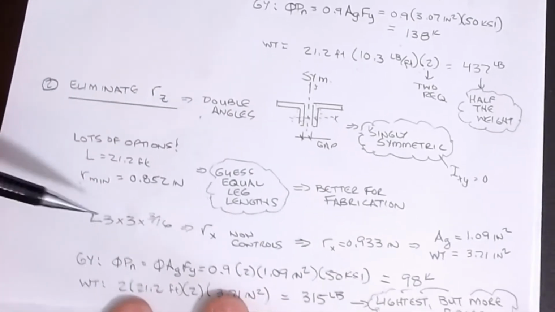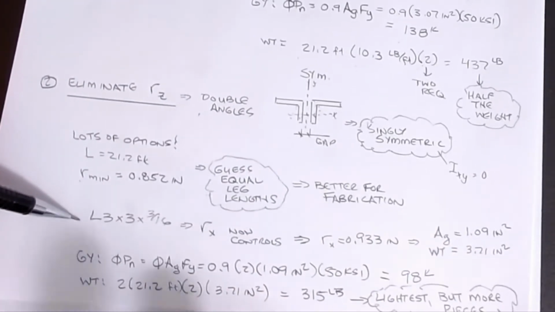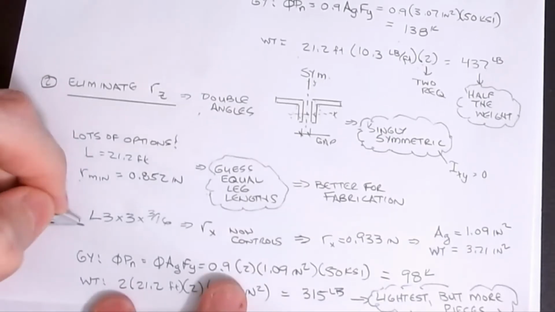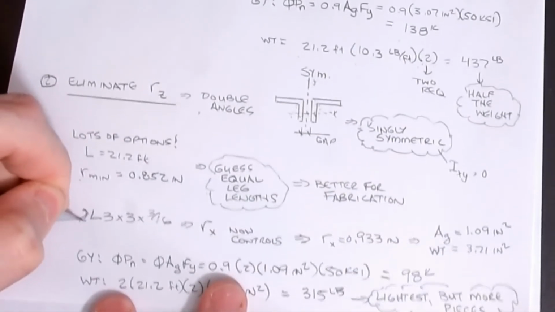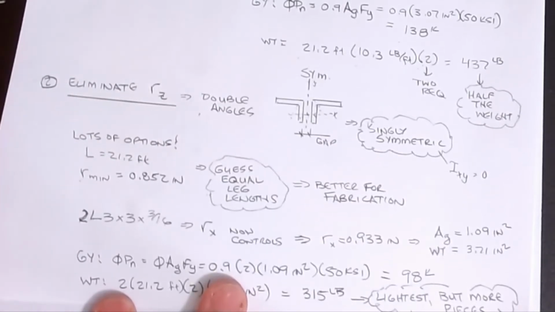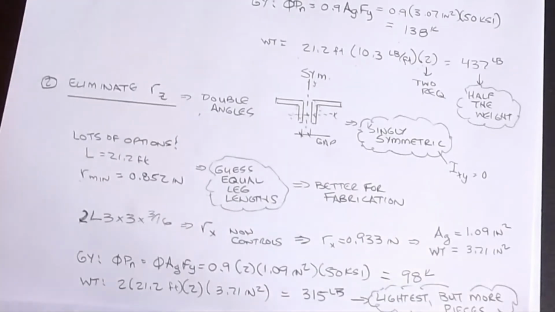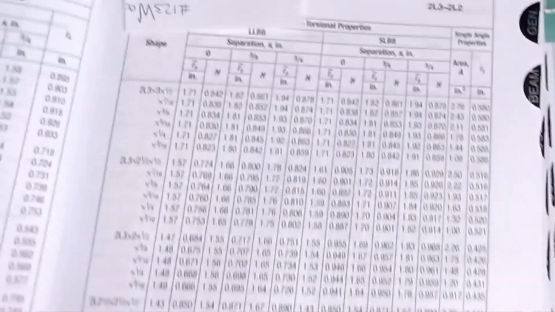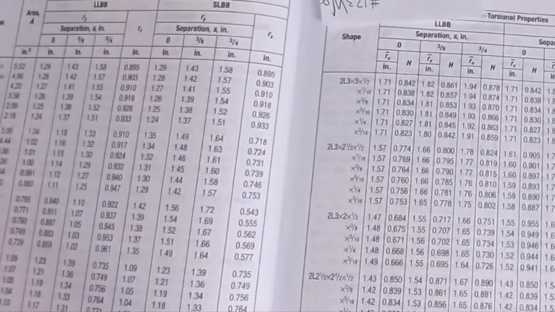But let's just say, the first one that we find out of the table, and I won't show it in the manual, you can look this up, is that the 2L 3x3 by 3/16. In fact, I will show it to you, just to kind of see what happens on this. If we go to this page right here, we're now looking at up here in the 2L 3x3 family.